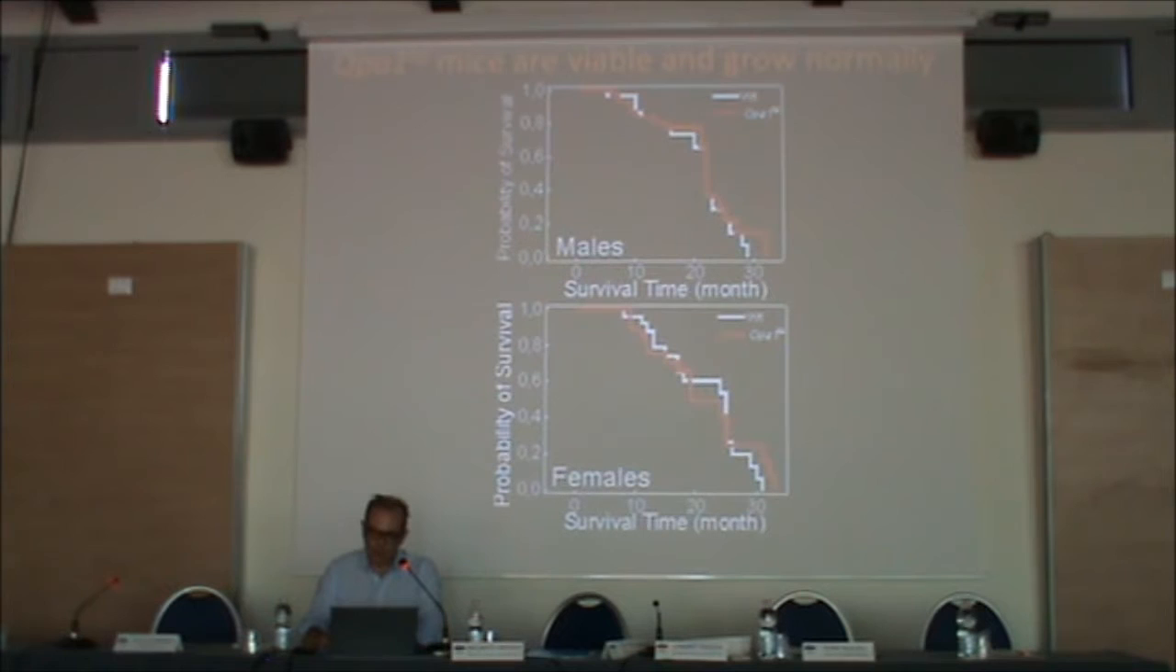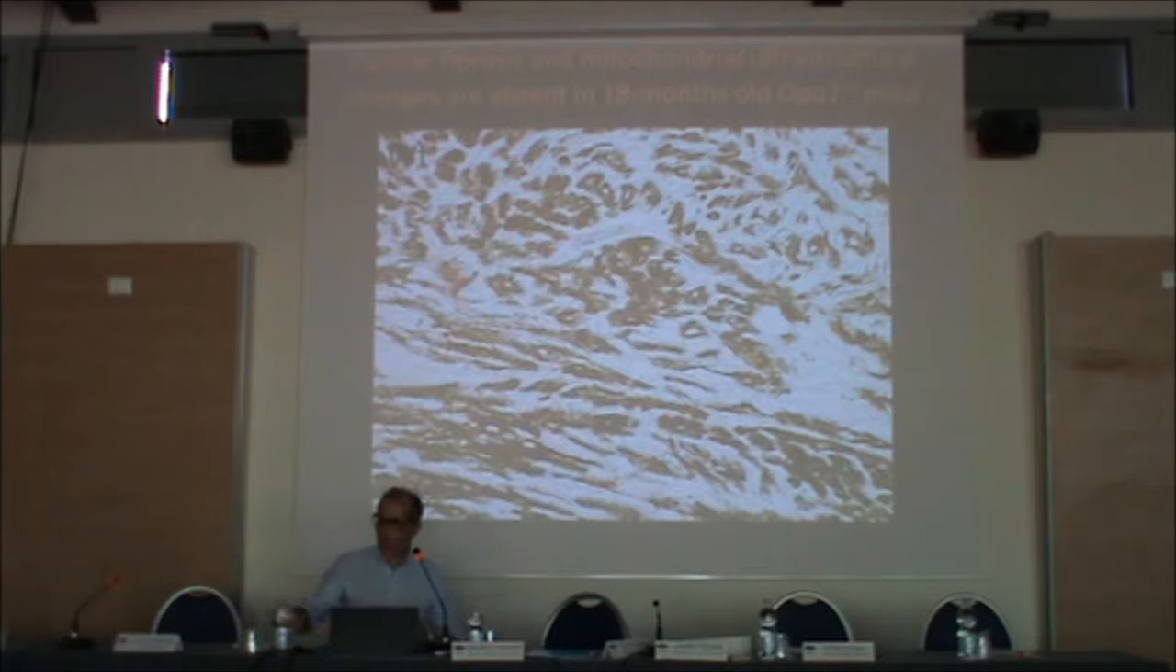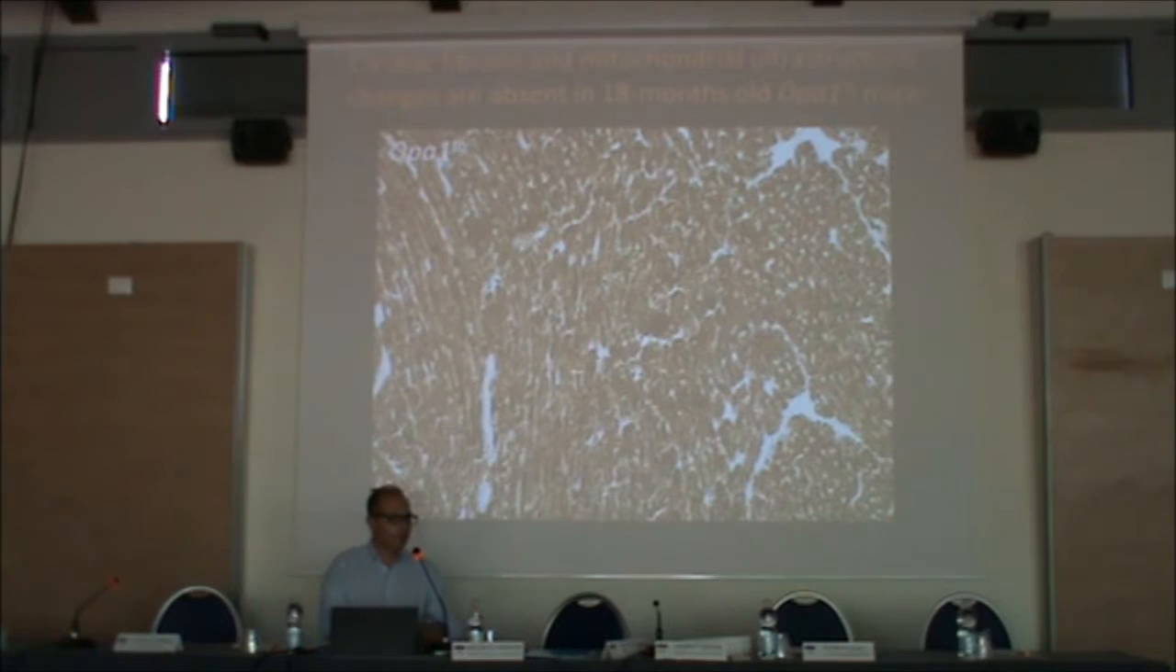They have a normal lifespan, which is kind of disappointing if you invest a lot of money to generate a mouse model. You want to see a phenotype, but we are persistent and we decided to age these mice. And what I'm showing you here is a dramatic picture that was suggested to me by Massimo, to show the heart condition of an 18-month-old mouse, which is like a 75-year-old person in the audience. This is the heart of a wild-type mouse stained for COX, and you see the fibers, they are immunoreactive for COX, and you see a lot of fibrotic tissue. That's the heart of an OPA1 transgenic animal, and the fibrosis was gone.